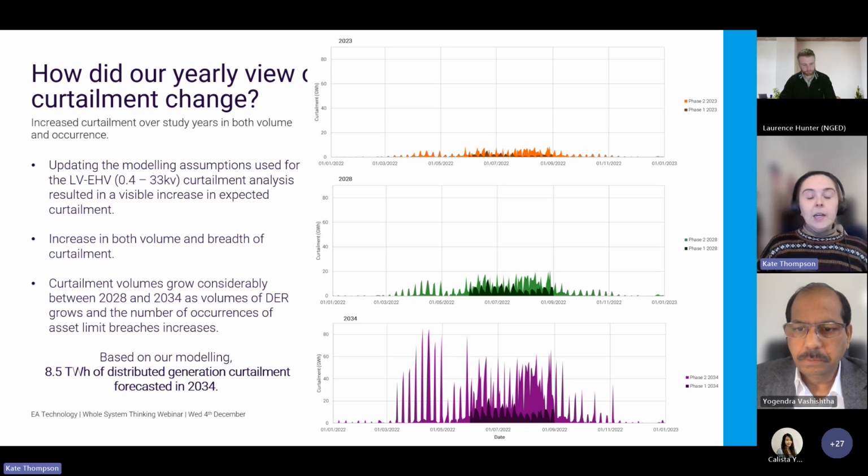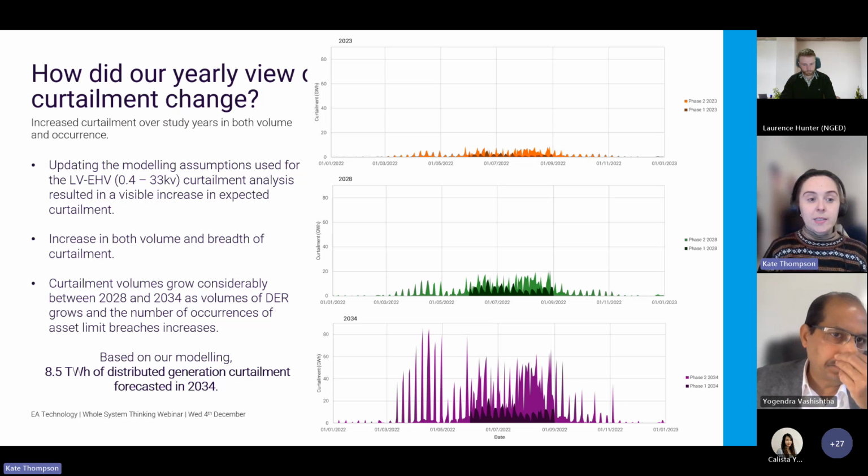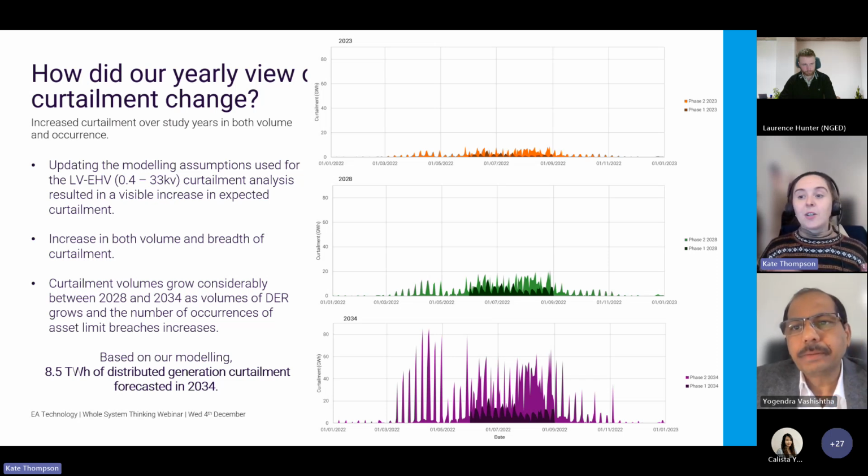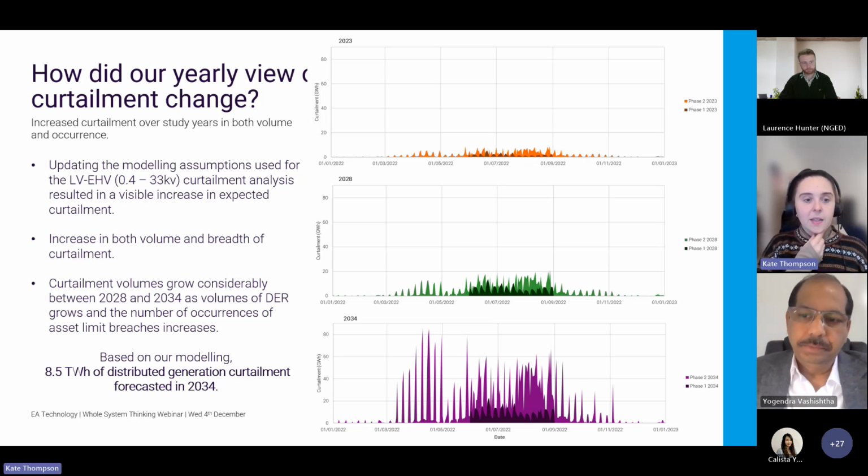Based on our modeling, we analyzed that by 2034, we forecast, based on our assumptions, 8.5 terawatts in 2034 of distributed generation will be curtailed, which from a UK perspective is enough electricity to power 3.2 million homes within that year, which is a considerable amount of customers being affected, and that if we release this generation could have cheaper electricity as a result.